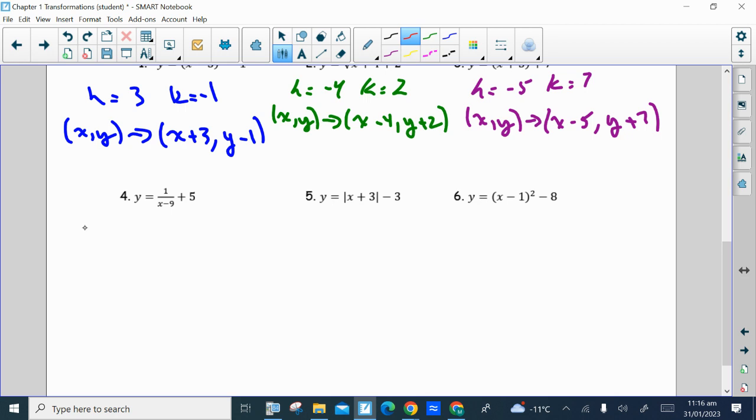Number 4, whatever happens to the x happens to the x minus h. In this case, it's under 1. And the value of h is the opposite of what it appears to be. So h would be positive 9, k would be positive 5.